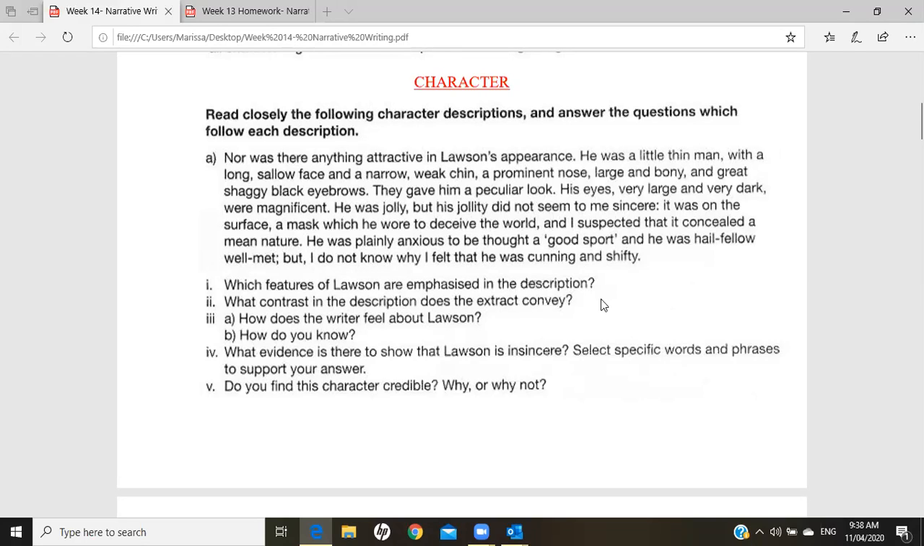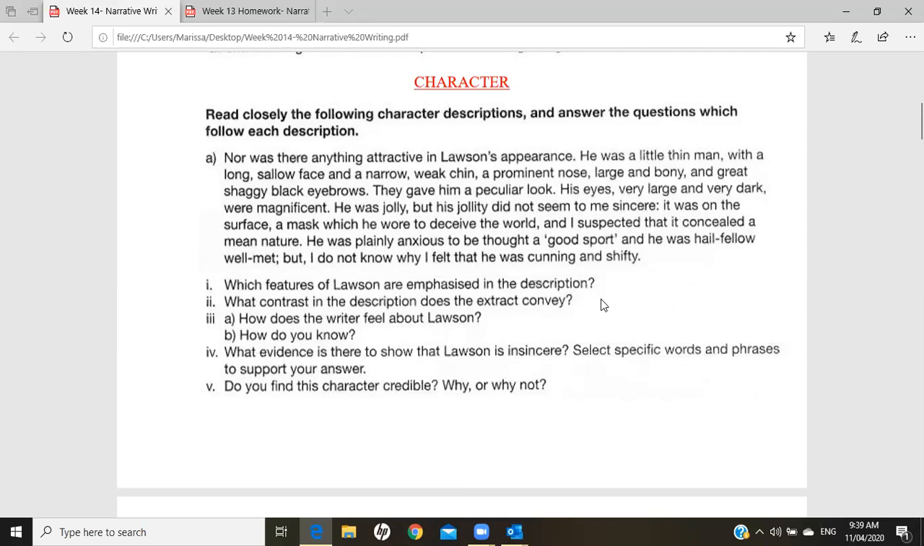It did not seem sincere. Good. So the writer is saying that he was jolly, but then it doesn't seem sincere. He felt that he was cunning and shifty. Yes, he was cunning and shifty, because one minute the writer is saying that Lawson is jolly, so like he's very friendly, he's jolly. Then the writer is saying that he was cunning and shifty. He also goes on to say that he feels that this was a mask to conceal his mean nature. So one minute the writer is painting a positive image of Lawson, but then the writer is saying the complete opposite. Good.